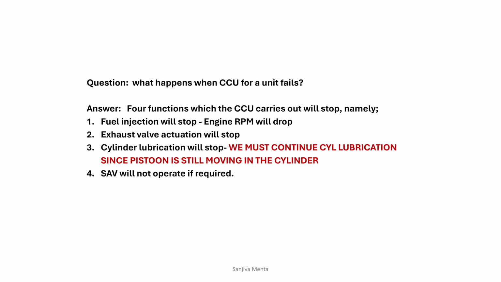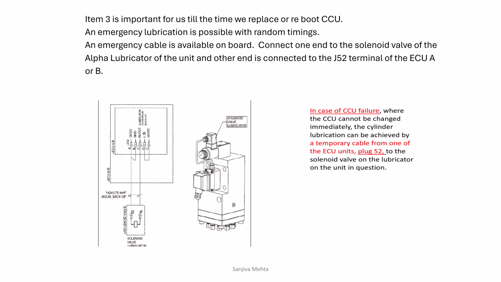So number three, we must continue cylinder lubrication since the piston is still moving in the cylinder, because the unit has failed, because the CCU has failed. That means the unit is in fact cut off, but the piston is moving up and down. So you have to make sure the lubrication oil, cylinder oil, is supplied. How do you do that? Very important. So item three is very important for us, till the time we replace the CCU or reboot the CCU. Emergency lubrication is possible with random timing.